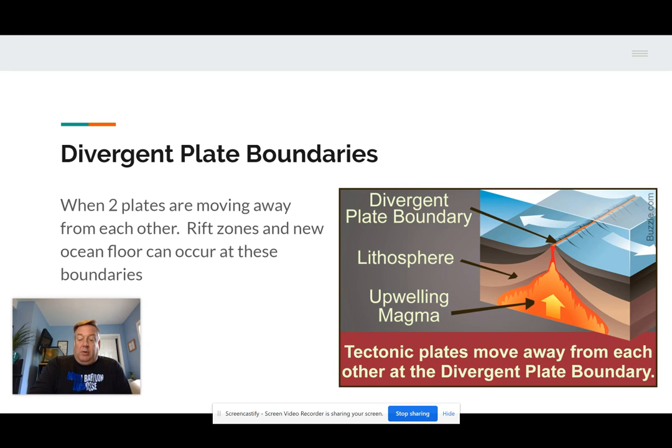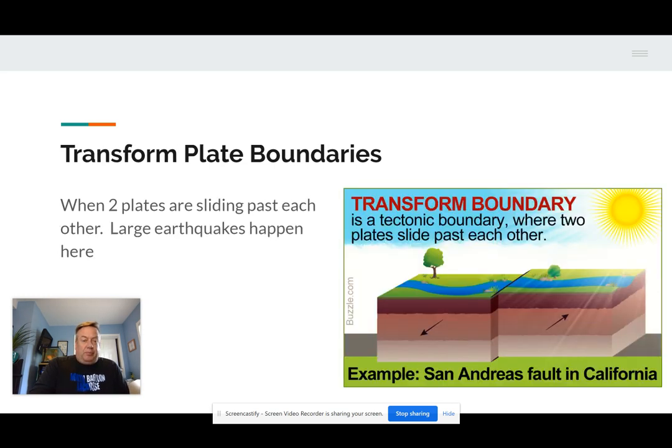Not a whole lot of earthquakes here. This tends to be relatively calm compared to some of the other plates. All right, but these again tend to be in the middle of oceans. All right, then we go to our transform plate boundaries.